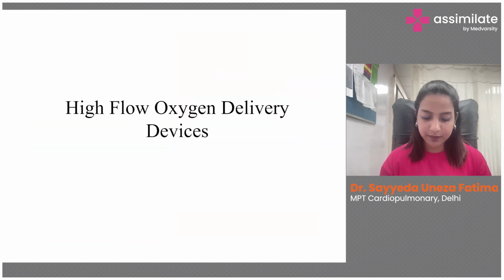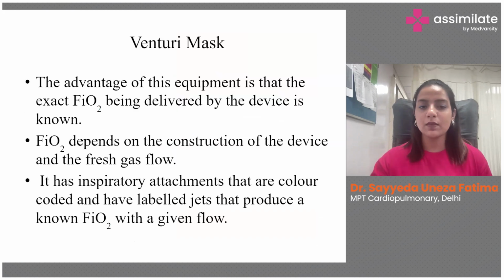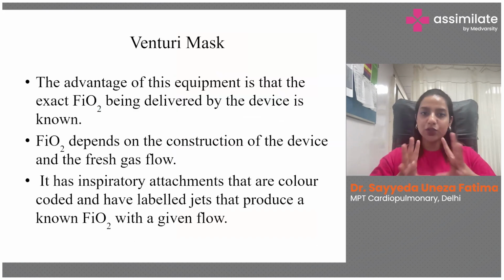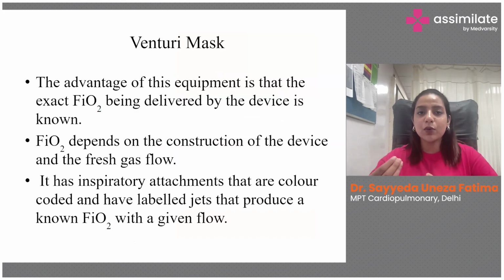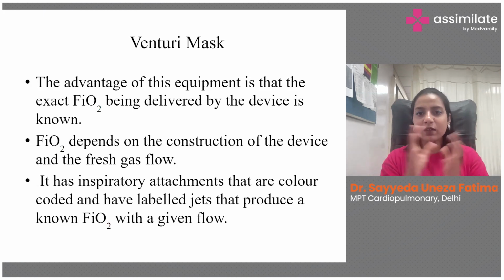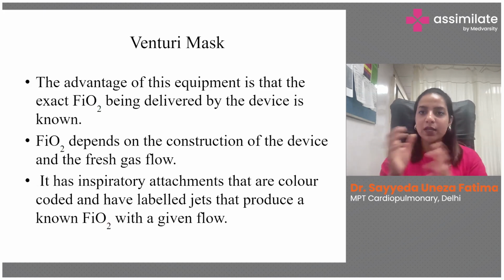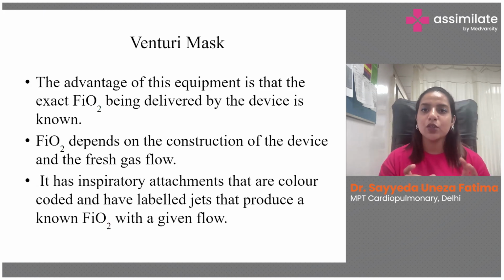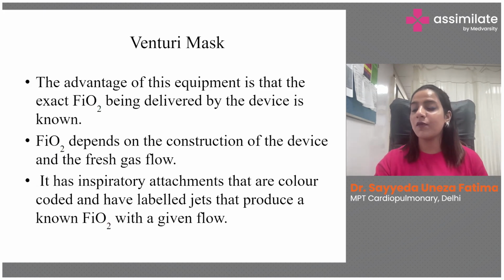All right, next. Number one is the Venturi mask. Now, when we're talking about high flow, first thing is Venturi mask, because it will give you a very high flow, and the flow can be well documented, and it is absolute. Like in the previous devices, it was a range, from 60 to 80, 100, or 44, or things like that.